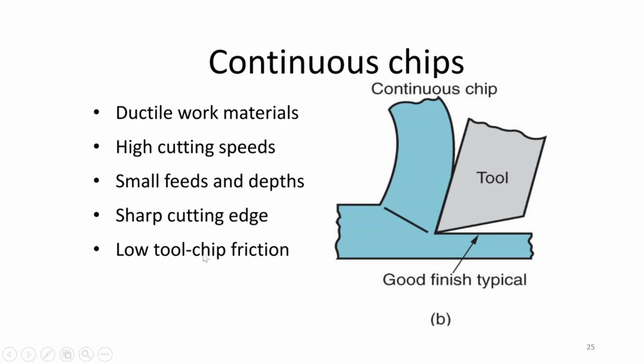So this low tool chip friction will depend on the friction in between tool and workpiece. That depends on the materials of both the tool and the workpiece, and also the lubricants that are used. Lubricants are used for reducing the friction. So if you are using appropriate lubricants, then it is more likely to form continuous chips, which will be advantageous.